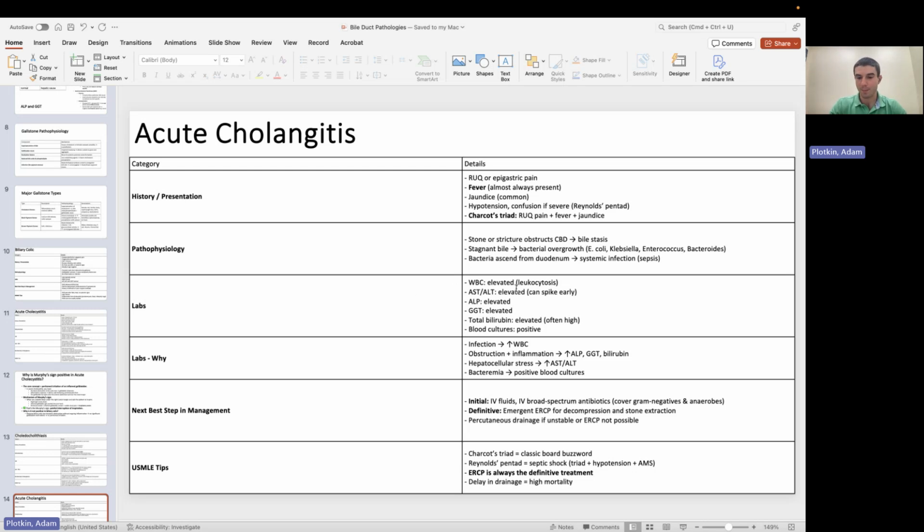So labs, the white blood cells are elevated. The AST and ALT are elevated and can, again, like choledocholithiasis, spike very early. The ALP and GGT are elevated. The total bilirubin is elevated and often pretty high, and the blood cultures will be positive.